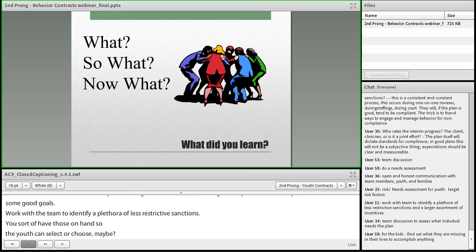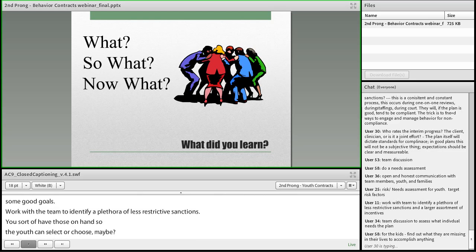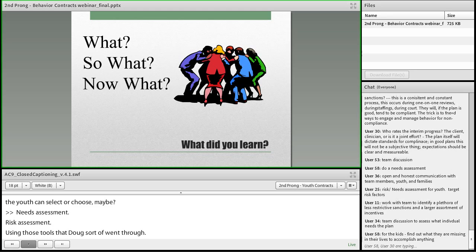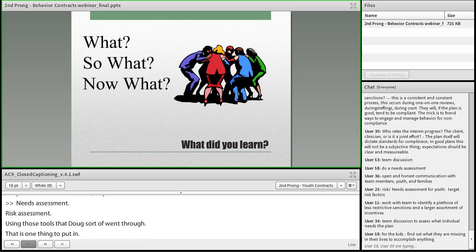Needs assessment, risk assessment, using those tools that Doug went through. That's one thing to put in. So this is a good "now what." You're thinking about some things that you're going to do first. Think about what you're going to be putting in place to do this.